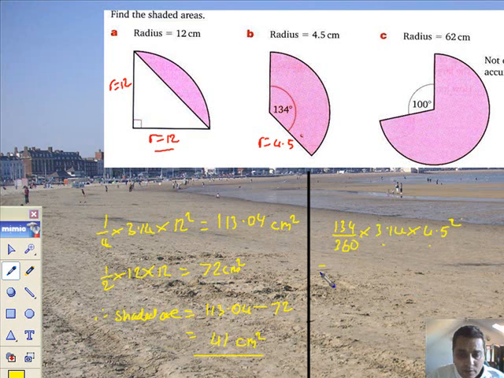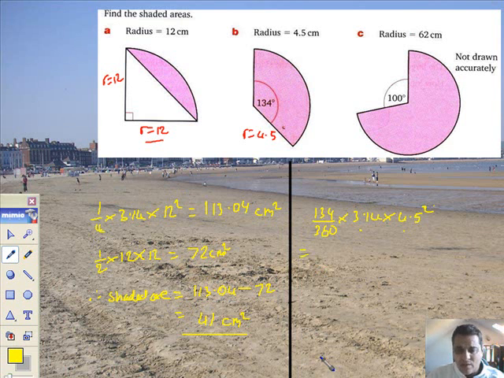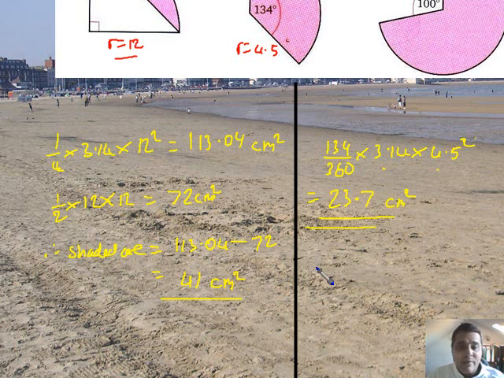Again, do it in one step, why not? So 134 divided by 360, that fraction of pi, which is 3.14, times 4.5, and hit the square button. There it is. We make it 23.66, so I'm going to go for 23.7 centimetres squared, because we're now talking about areas, aren't we?